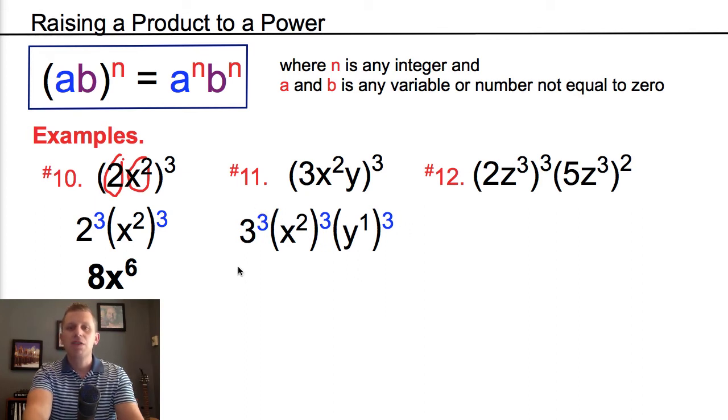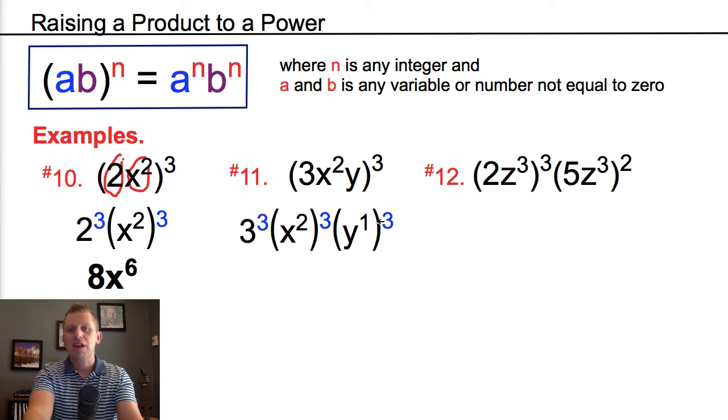And be careful with this one. 3 is not a power. This 3 here that's written in black is a base. So that's old school 3 times 3 times 3. Well, 3 times 3 is 9, times 3 is 27. So this first piece here is 27.